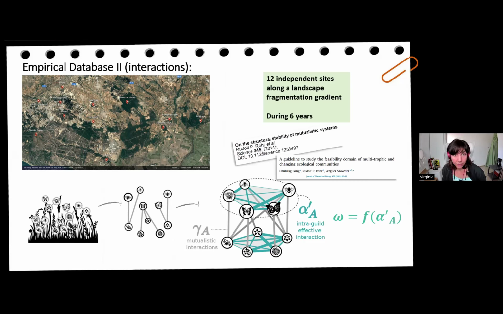So then, applying, as I said, the method that we saw before to quantify structural stability, we can obtain these omegas, and basically they represent the probability that when I choose a random species in a community, that species is persistent.